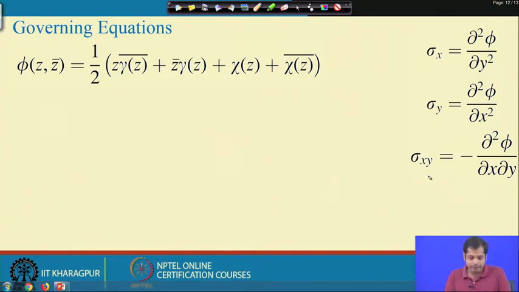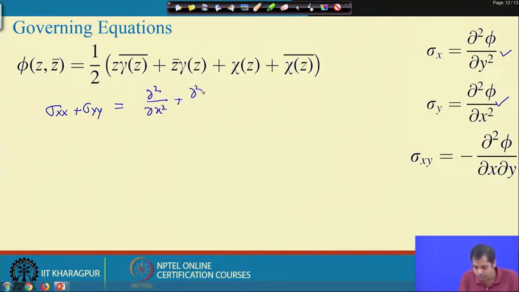Now, if I write sigma x x plus sigma y y, sigma x plus sigma y means this plus this. This essentially becomes del 2 by del x 2 plus del 2 by del y 2 of phi, right. So, this is del 2 of phi. Now, what is the del 2 operator?